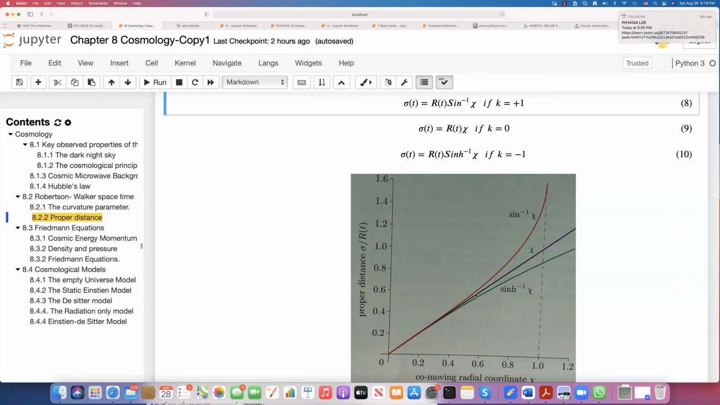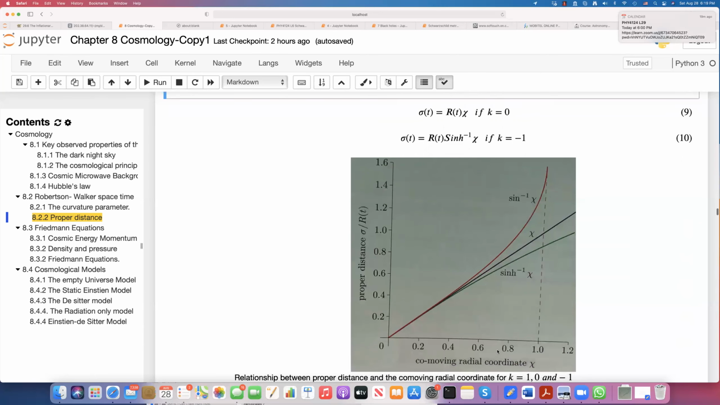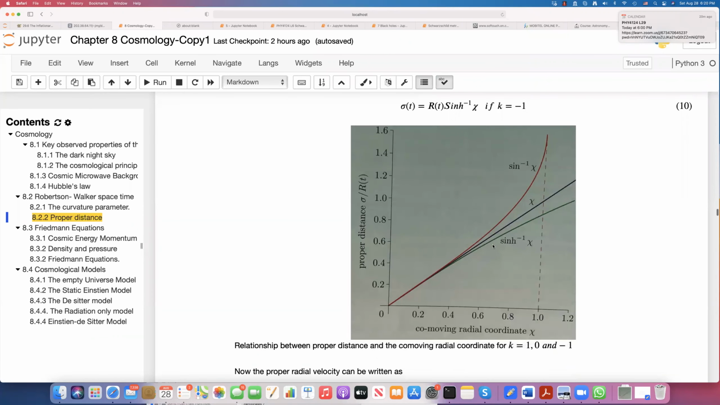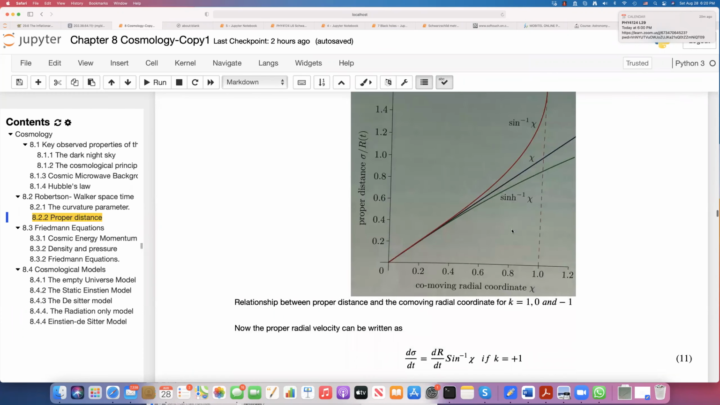It is when this co-moving radial coordinate exceeds the value of 0.4, something like that, that you can see the difference, right? Even when you go up to 1, the sine inverse chi will stop right there. It will not exceed beyond that, and the other two will exceed, right? And that's what happens for these three options, for the three curvatures of the universe, right?